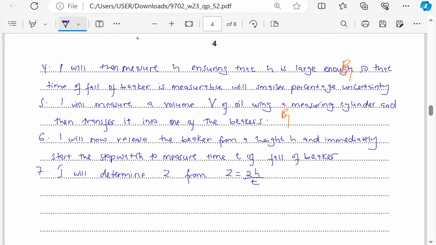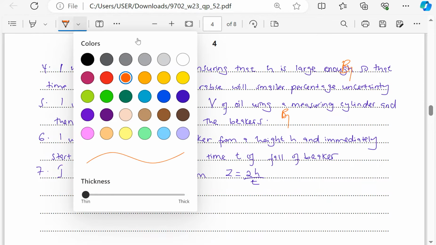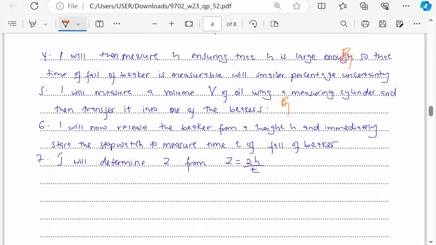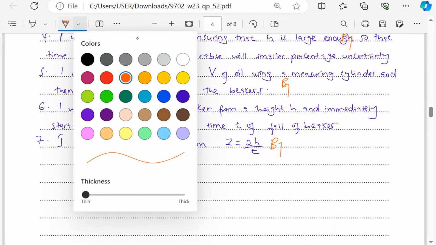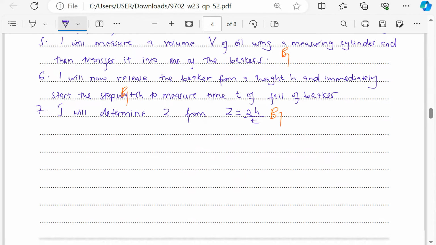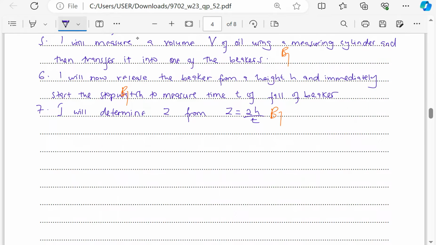Okay, so I already have 2 marks, I can indicate them here. Of course, this one is for releasing. I have a mark for the stopwatch, that is 1 mark. And for measuring h, that is another mark. So for determining z from a correct expression, 2h over t, that is another mark.